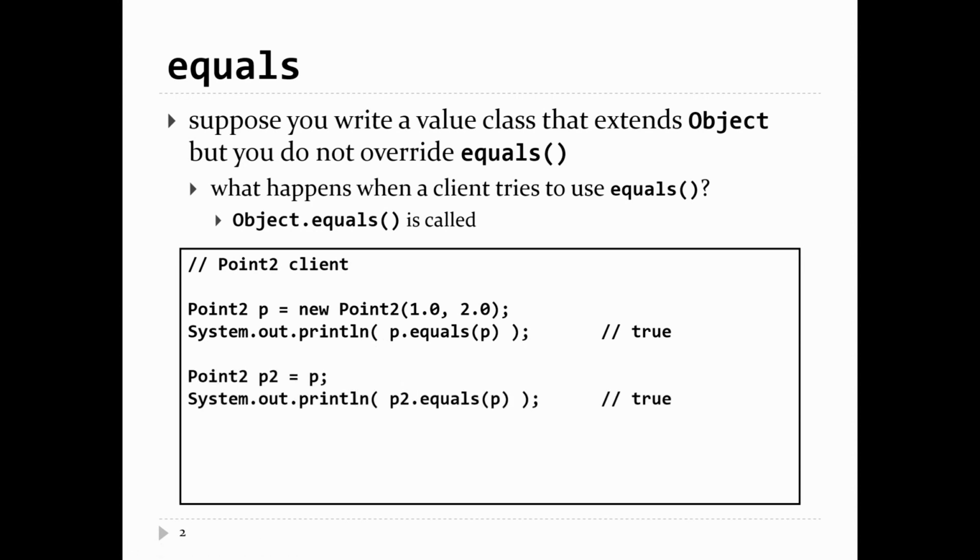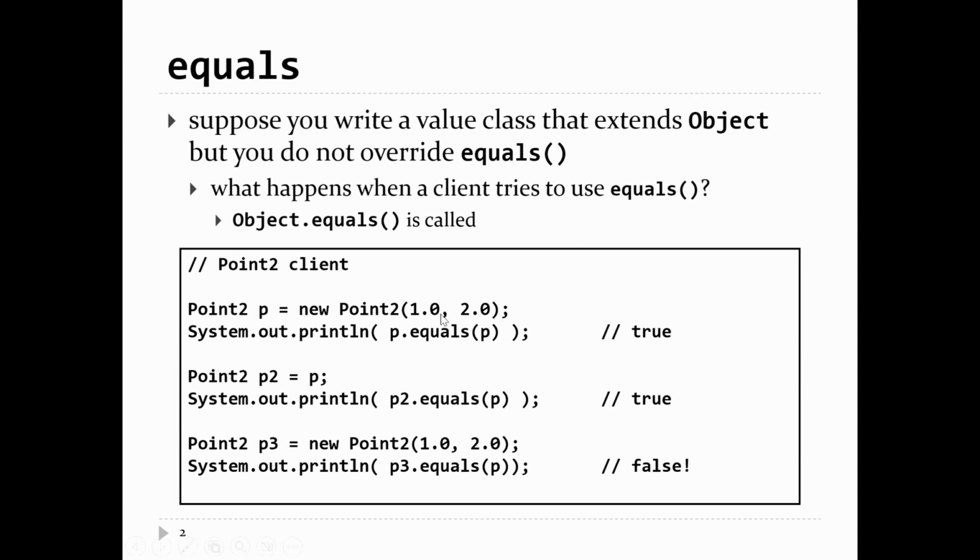If I make another reference p2 and assign it the reference p, then p2.equals(p) is also true. That also makes sense because p2 and p both refer to the same object. If you make a third point whose coordinates are the same as the first, so 1, 2 and 1, 2, and now you ask, is p3 equal to p, or is p equal to p3, or is p3 equal to p2, you end up with false.